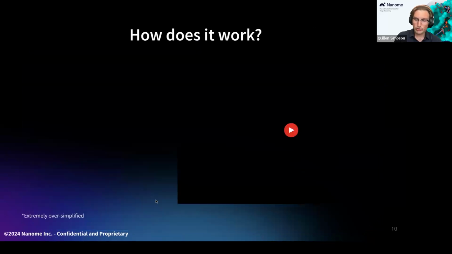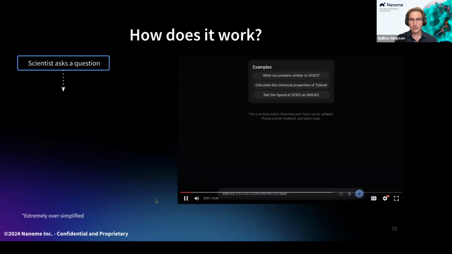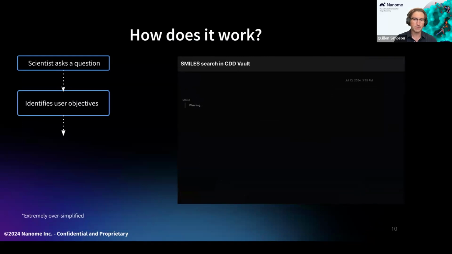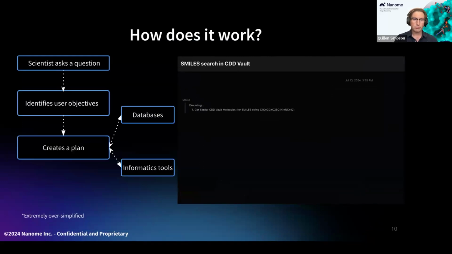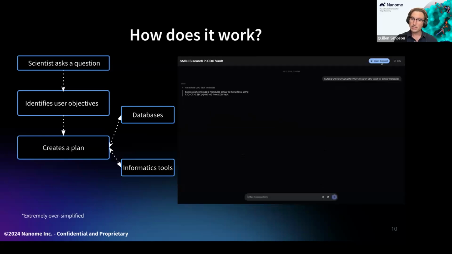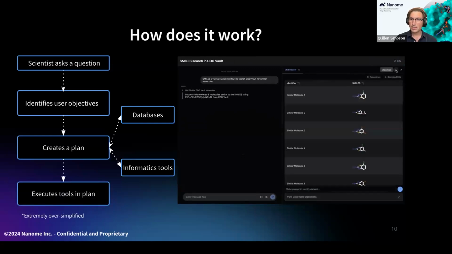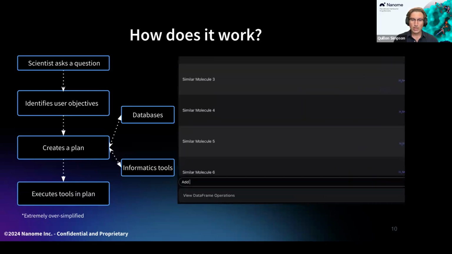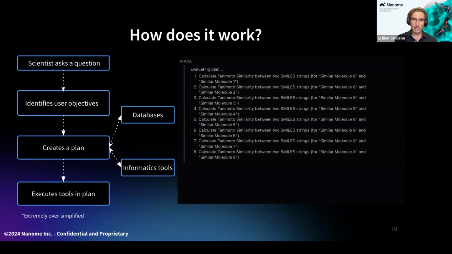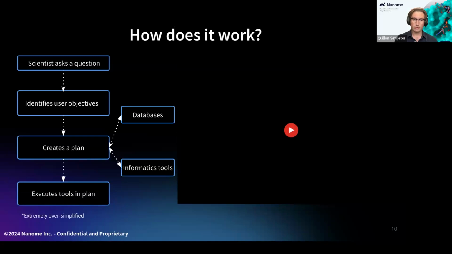So how does it actually work in the real world? Well, it's as simple as a scientist asking a question. So in this example here, we're doing a similarity search based on a chemical structure that was just drawn into the sketcher, where Mara is identifying and planning a potential plan using multiple different informatics tools and databases at its disposal. And what you can see is that it's been able to retrieve a series of compounds, which you can further interact with in this interactive data table. So you can add similarity values, or you can also add a synthetic accessibility score as part of this. So this on-the-fly interaction with your data is just one small example of how Mara could democratize access to data in your organization.